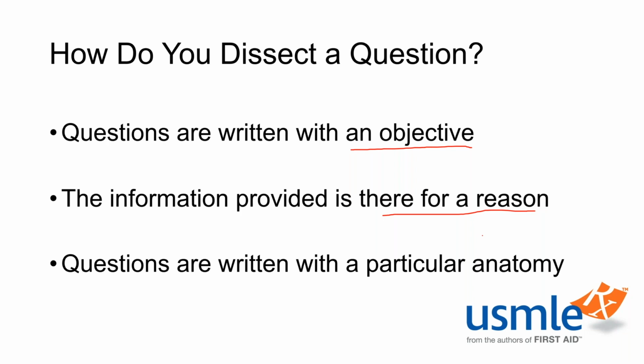The next statement is that all the data given to you in a question is there for a reason, and it's there to help you arrive at an answer. They're not giving you information to trick you. Now, is all the information needed to answer the question? No, definitely not. There is going to be some information there that you don't need to answer the question.